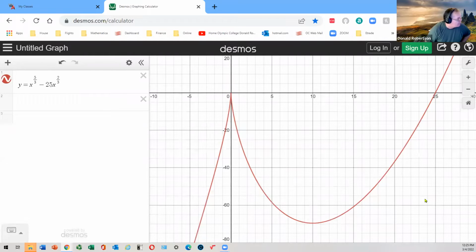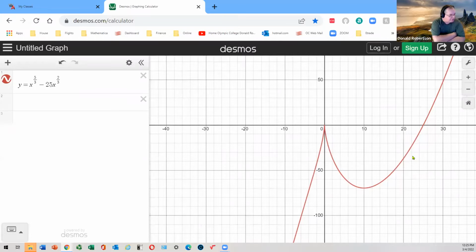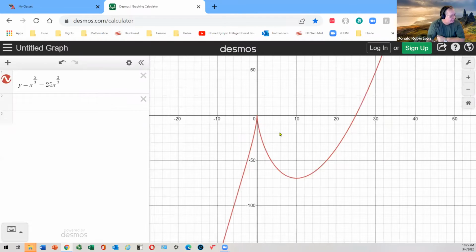So if I click out all this and shrink back a bit, would you agree that's pretty much the shape I had? Do you see the little cusp at the origin? And that guy there? Yep, you see it? 10, negative 69. Everything matches. But it's also a lot of work, isn't it? Just for one guy.